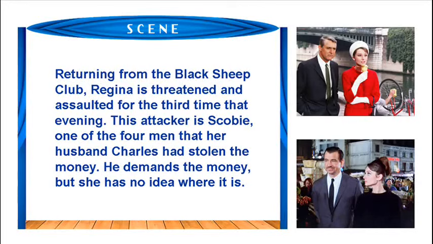Returning from the Black Sheep Club, Regina is threatened and assaulted for the third time that evening. This attacker is Scobie, one of the four men that her husband Charles had stolen the money. He demands the money, but she has no idea where it is.